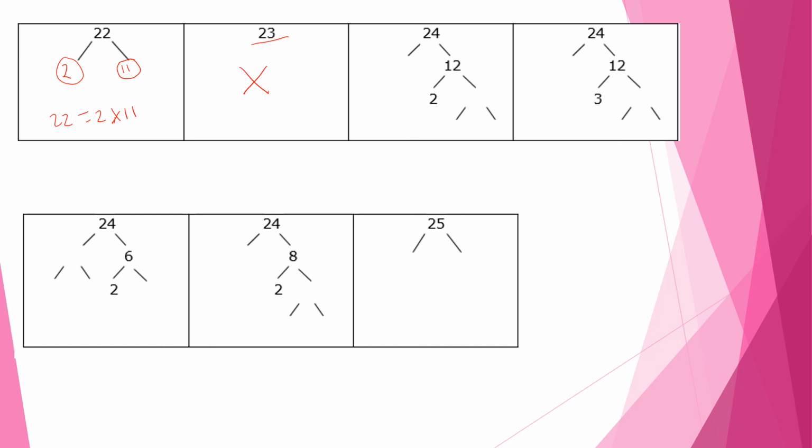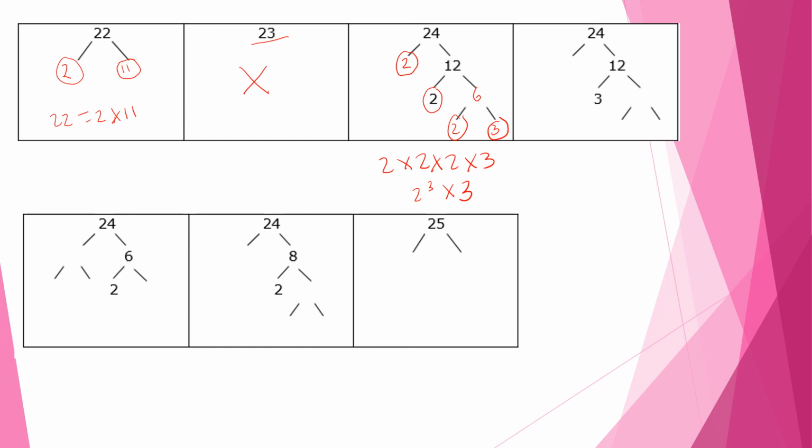We move on to 24. Now we've got a few for 24. This is what I kept saying about how you can express it or you can break it down differently, but you're always going to have the same prime numbers at the end. So in the first one, we're going to do 2 times 12, 2 times 6, and 2 times 3, which is going to obviously give us 2 times 2 times 2 times 3, or 2 cubed times 3.